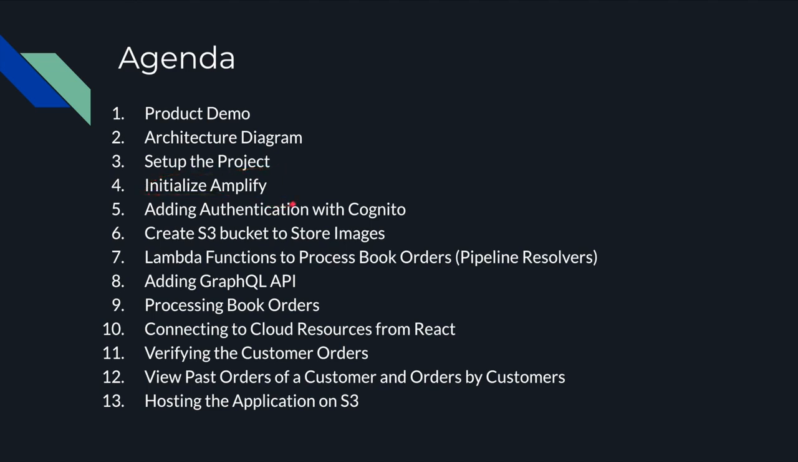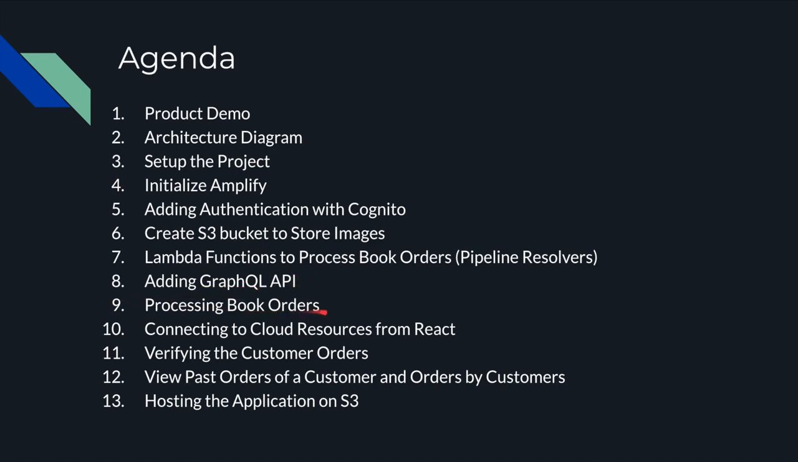And then we will initialize an Amplify project in the React application. Then we are going to add multiple Amplify categories, starting with authentication, which will handle all the login, sign-up, all that part. And then the storage category, where we'll create an S3 bucket to store images. We will also use the function category to create two Lambda functions for pipeline resolvers to handle the checkout functionality. Then we will also be adding the API category, and we'll specifically add a GraphQL API so our front end can communicate with the DynamoDB tables and so on.